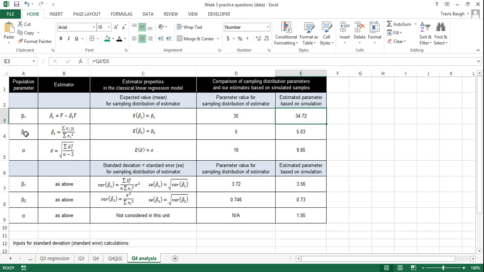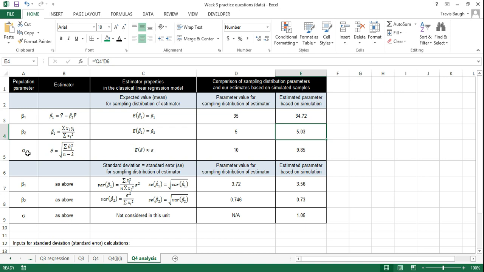expectations. For B2, we've used this formula in the background. The slope formula is applying this statistic. If the classical linear regression model assumptions hold, then we expect that the average value of our estimate should be equal to the actual population value. The actual population parameter for B2 is 5, which we saw when we examined the model to start with. And the average of our estimates for B2 was 5.03, which again is very close to what theory suggests it should be.